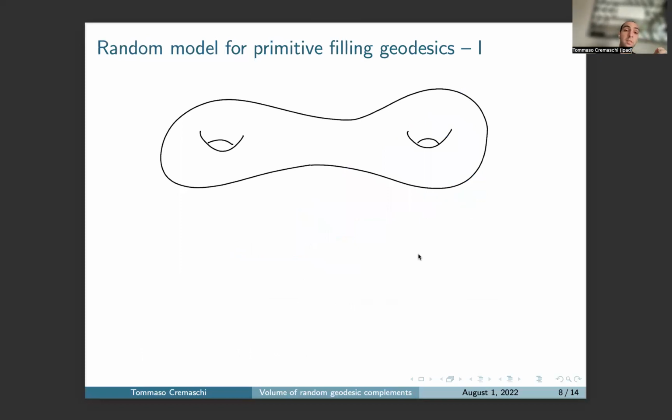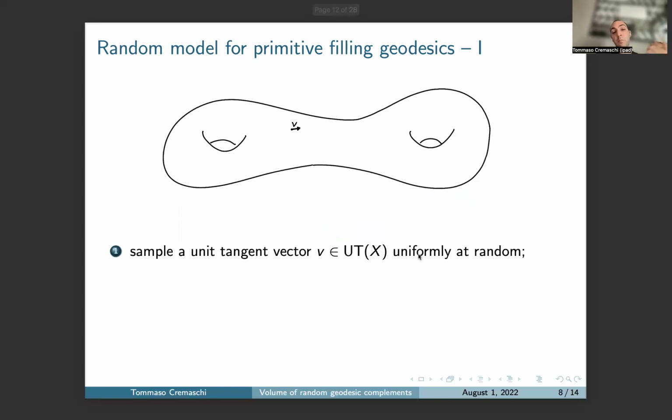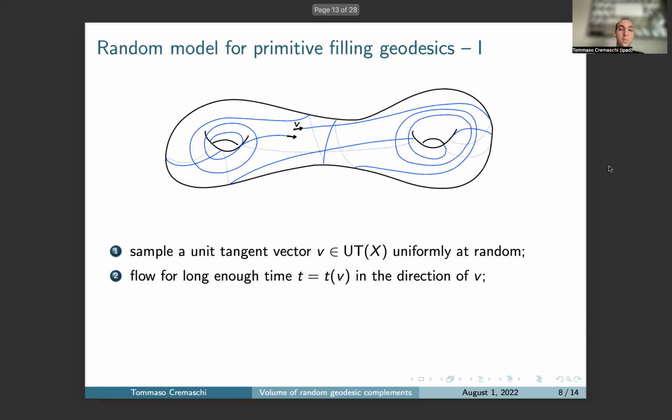So what is a random model? You take a surface with some hyperbolic structure, and you sample a unit tangent vector at random. This is using the Liouville measure that I was talking about before. And you might have to throw away countably many directions. So it's a measure 0 set, which doesn't matter. Now that you have this vector, you just flow for a long time.